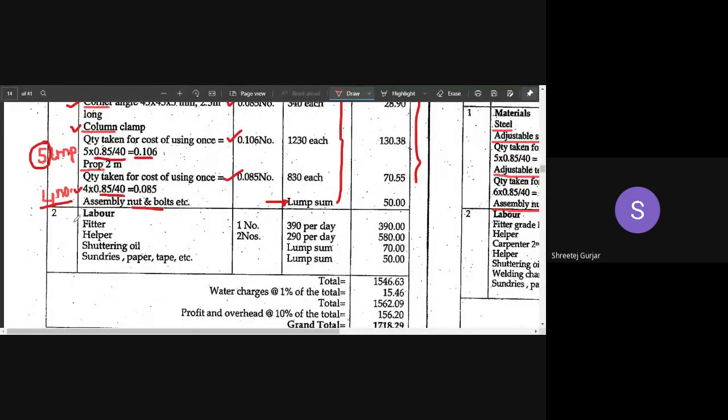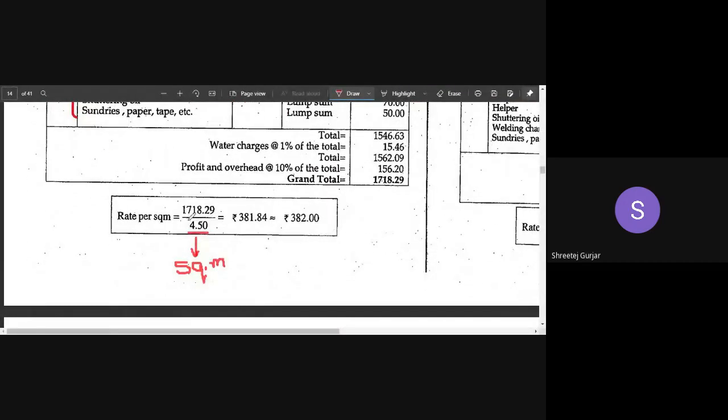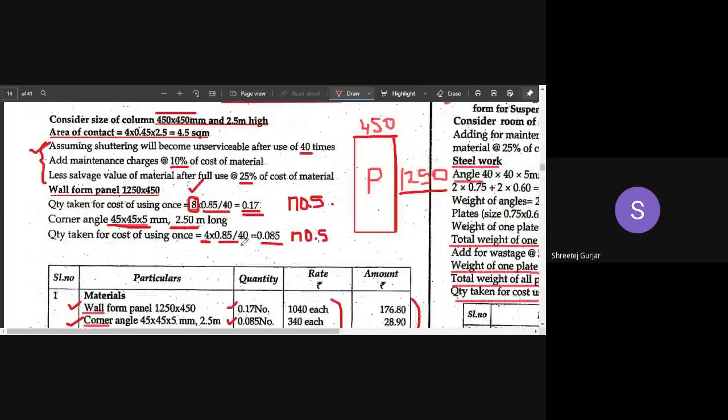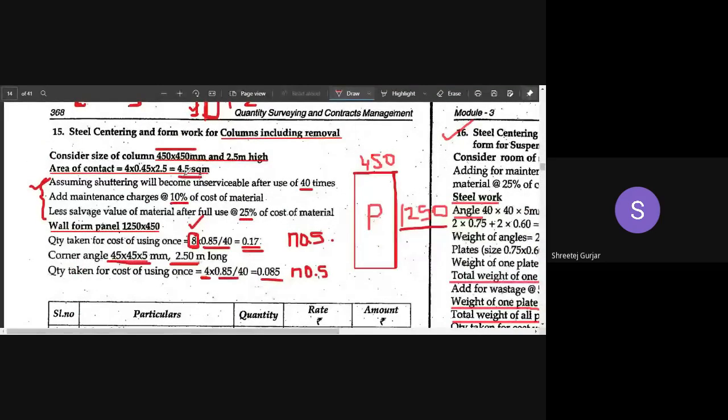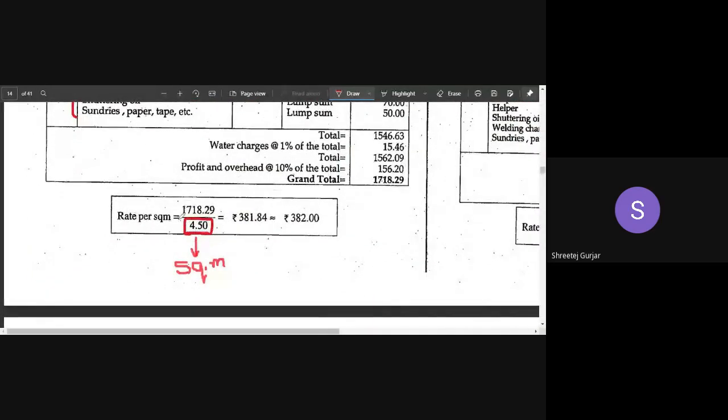Second thing, we can calculate easily for labor. You know how to calculate for labor. Then add the total value and divide by the square meter. The square meter we had calculated initially was 4.5. Here you can see 4.5. Don't divide by 10 square meters. Whatever we had calculated initially, that you have to divide. So this is in meter square. Rupees 382 per meter square is the rate analysis which we have done now.